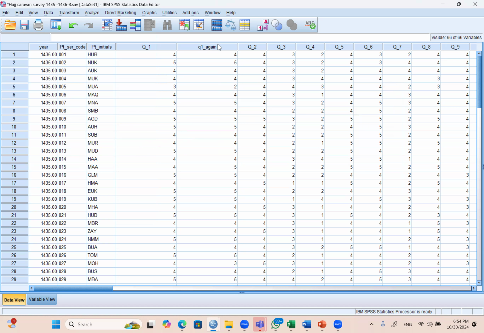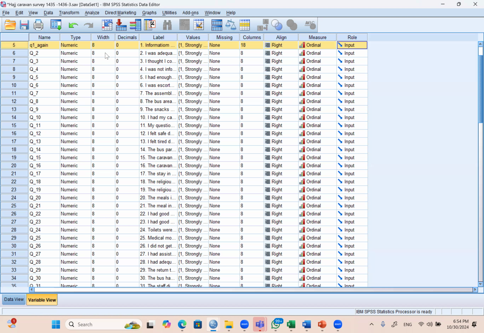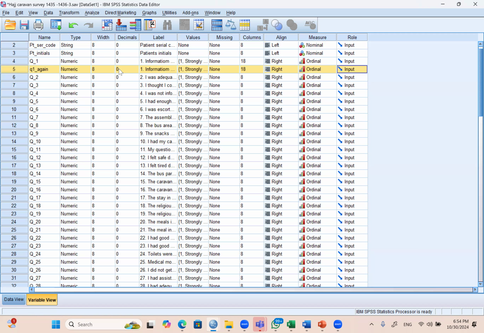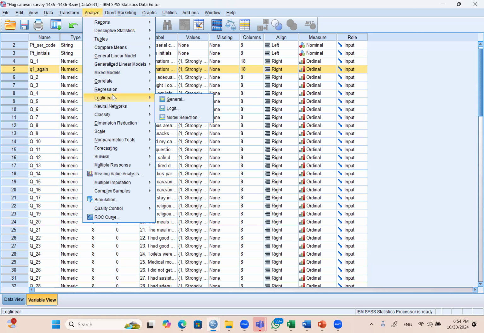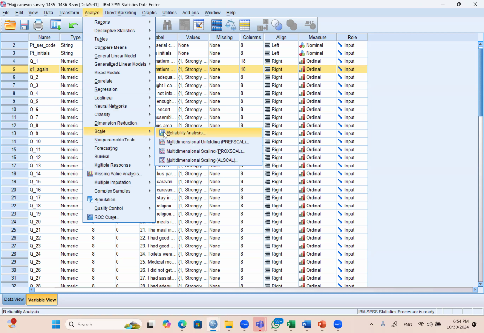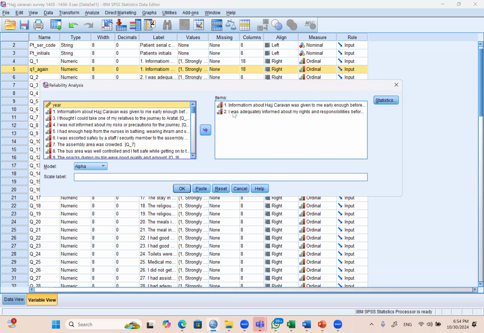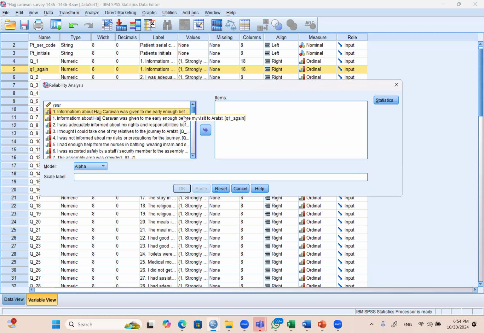I don't know where the variable is. This is question 1 again. Let me see. Again, it's numeric. It should be there. So it's 1 and 1 again. Okay, I'll see. Analyze, reliability, scale reliability analysis. Yes. I don't know why I can't find it. Why is it not there? Yeah, it's the two of them now.